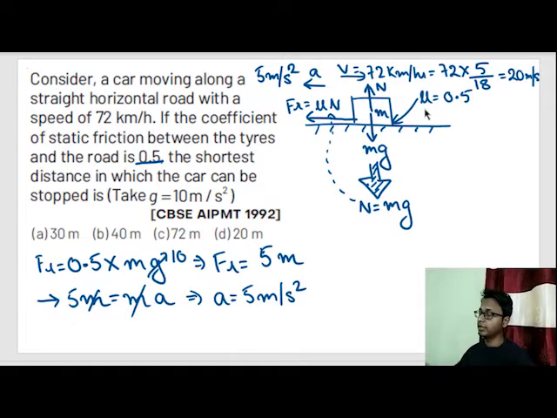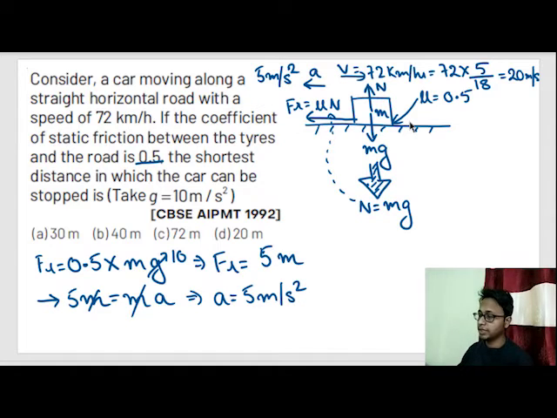This type of slowing down of velocity is also called retardation. Whenever velocity and acceleration are in the opposite direction, retardation takes place, or the velocity slows down. Acceleration is nothing but the rate of change of velocity. So A comes out to be 5 meter per second square.